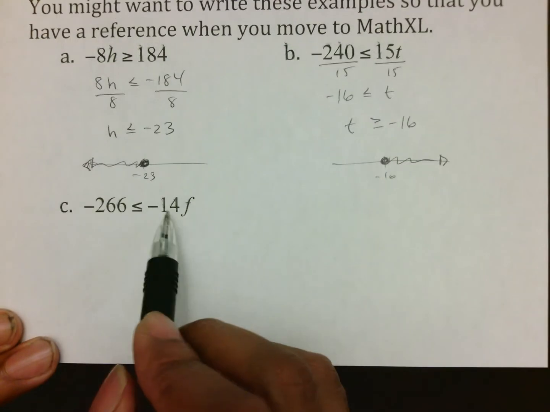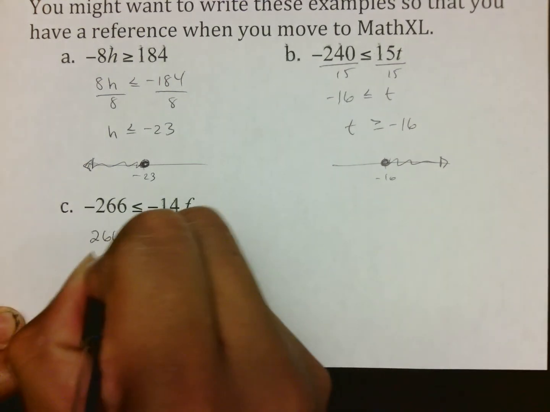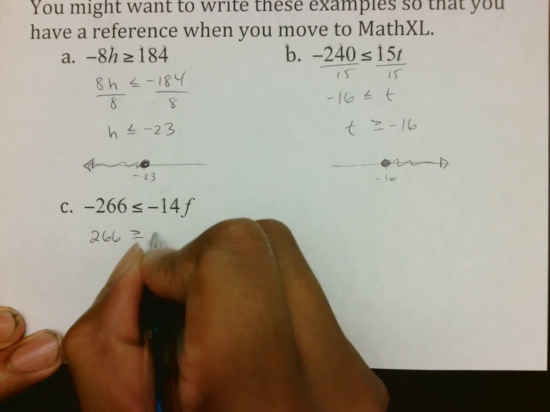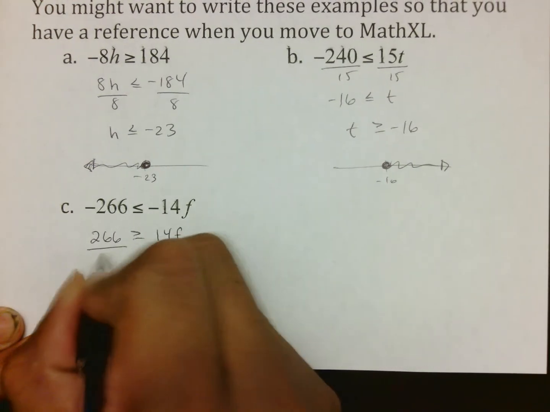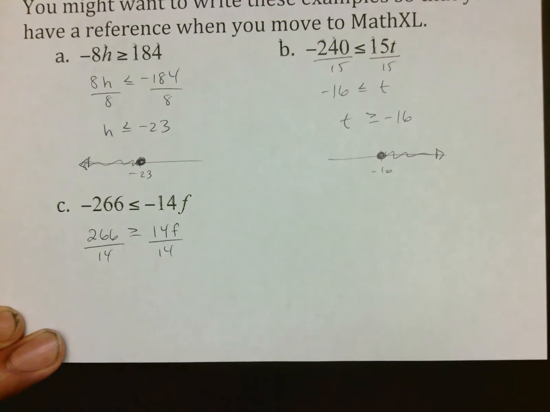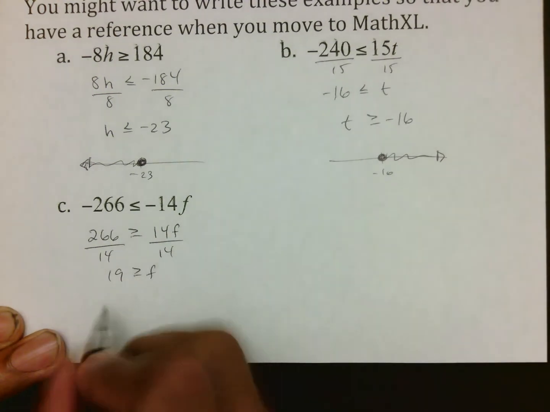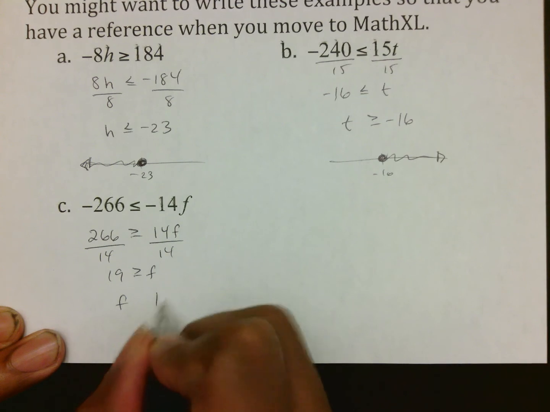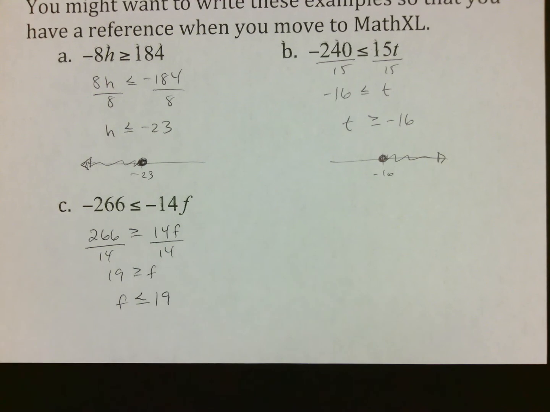Here, C, the first thing I would do is my 14 is negative, so I'm going to switch everything by making this 266. Because I am switching, that changes, and the 14 becomes positive. Now I divide by 14, which is not a switchable step. It's just division. So it's 266 divided by 14, which is 19. The problem is f is now on the wrong side, so what I'm going to do is bring the f over, bring the 19 over, and since this is pointing at f, I want to make sure it's still pointing at f as I turn it around.